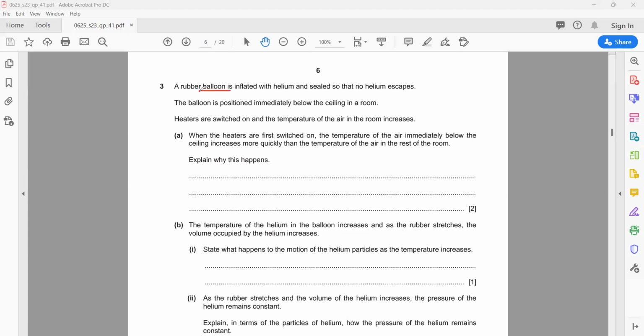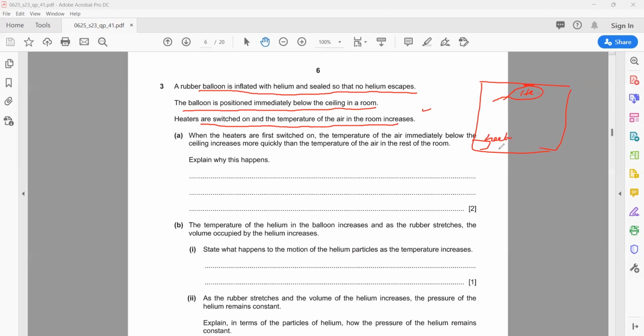A rubber balloon is inflated with helium and sealed so that no helium gas escapes. The balloon is positioned immediately below the ceiling in a room. So, for example, you have this room, and here you have the balloon. It has helium inside. Helium is a lighter gas, so it will go up and stick to the ceiling. Heaters are switched on and the temperature of the air in the room increases. So you switch on the heater down here and the temperature of the room will increase.